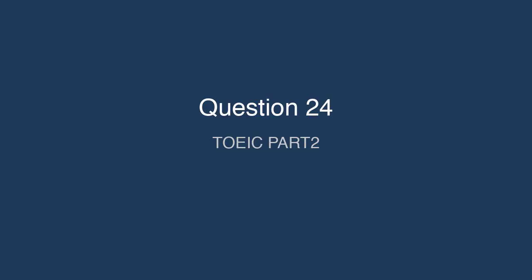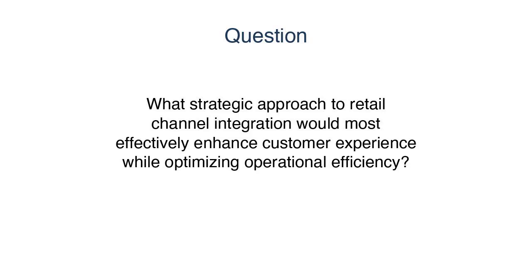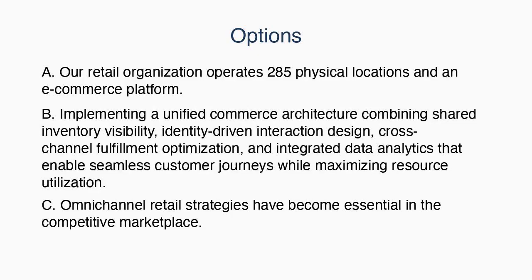Question 24. What strategic approach to retail channel integration would most effectively enhance customer experience while optimizing operational efficiency? Here are your options. A. Our retail organization operates 285 physical locations and an e-commerce platform. B. Implementing a unified commerce architecture combining shared inventory visibility, identity-driven interaction design, cross-channel fulfillment optimization, and integrated data analytics that enable seamless customer journeys while maximizing resource utilization. C. Omnichannel retail strategies have become essential in the competitive marketplace.